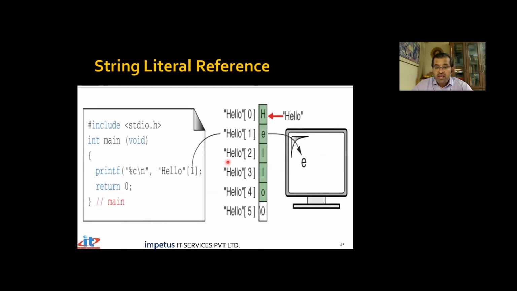Now, the name of an array in C represents its address. So if you look at this particular program, even if I say hello in double quotes, the name of a string constant also represents its address. So if it represents the address, what will happen? If I say hello of 1, hello will give you the address of the first element. Hello of 0 is H and hello of 1 is E. So you'll get the address of E.